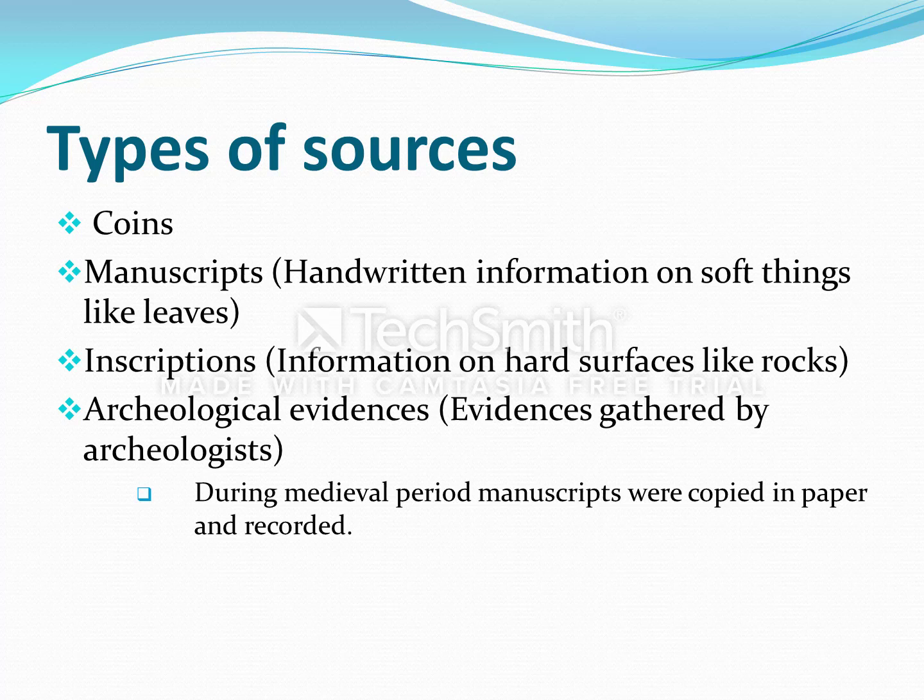A manuscript is handwritten information on soft objects like palm leaves. Inscriptions are information written on hard surfaces, on stones, pillars, etc. And archaeology is information gathered from excavated objects. During this period, paper became very cheap and manuscripts were copied on paper. Handwritten records were copied on paper.